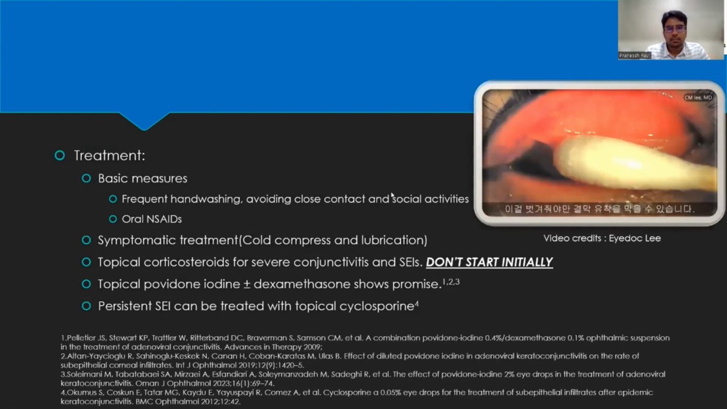Coming to the treatment part, the basic measures are frequent hand washing, avoiding close contacts and social activities so that you don't spread the virus, and also oral NSAIDs to control the lid inflammation. Symptomatic treatment involves cold compress and lubrication. Topical corticosteroids can be used for severe conjunctivitis, which involves subepithelial infiltration in the central cornea and pseudomembrane formation. And it's wise not to start steroids initially, because if you start steroids initially, you will increase the viral load and increase the morbidity of the disease.